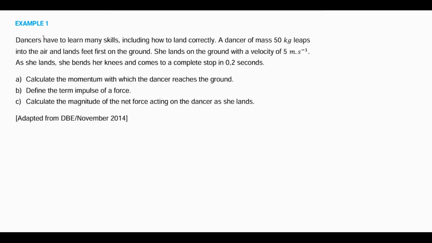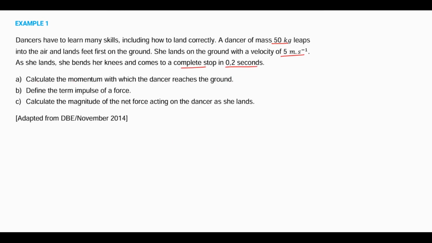Let's do example 1 on impulse. Dancers have to learn many skills, including how to land correctly. A dancer of mass 50 kgs leaps into the air and lands feet first on the ground. She lands on the ground with a velocity of 5 meters per second. As she lands, she bends her knees and comes to a complete stop in 0.2 seconds.